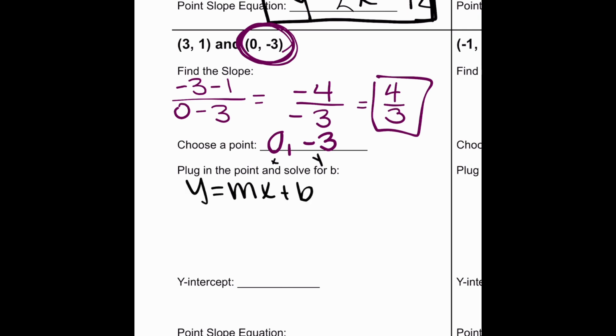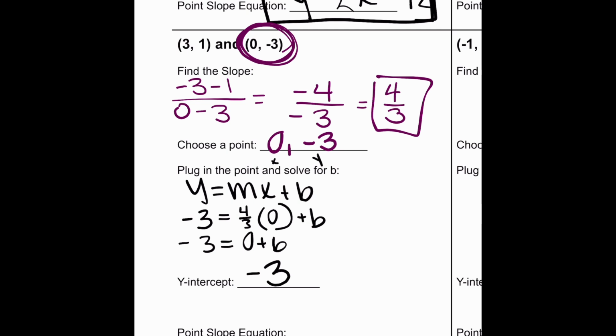So our y is negative 3, our m is 4/3, x is 0, plus b. Negative 3 equals 4/3 times 0, which is 0, plus b. So that means our y-intercept is negative 3. So our final equation is y equals 4/3 x minus 3.